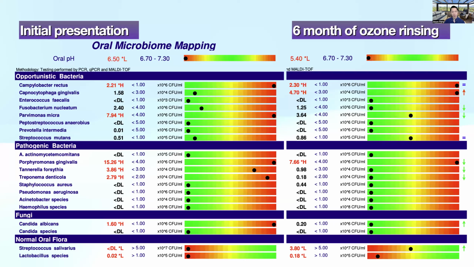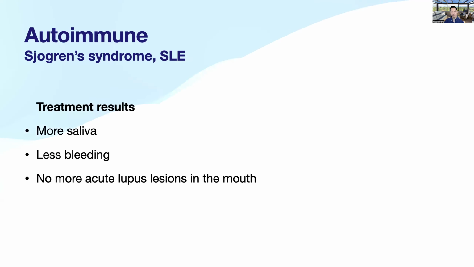And then what we saw is that 7 of the bacteria improved, 2 were the same, 1 was worse. But most importantly, with all of those improvements, the patient found that she had more saliva, less bleeding, and no more of those acute lupus lesions, those painful lesions around the mouth. So we're very, very happy with the result.